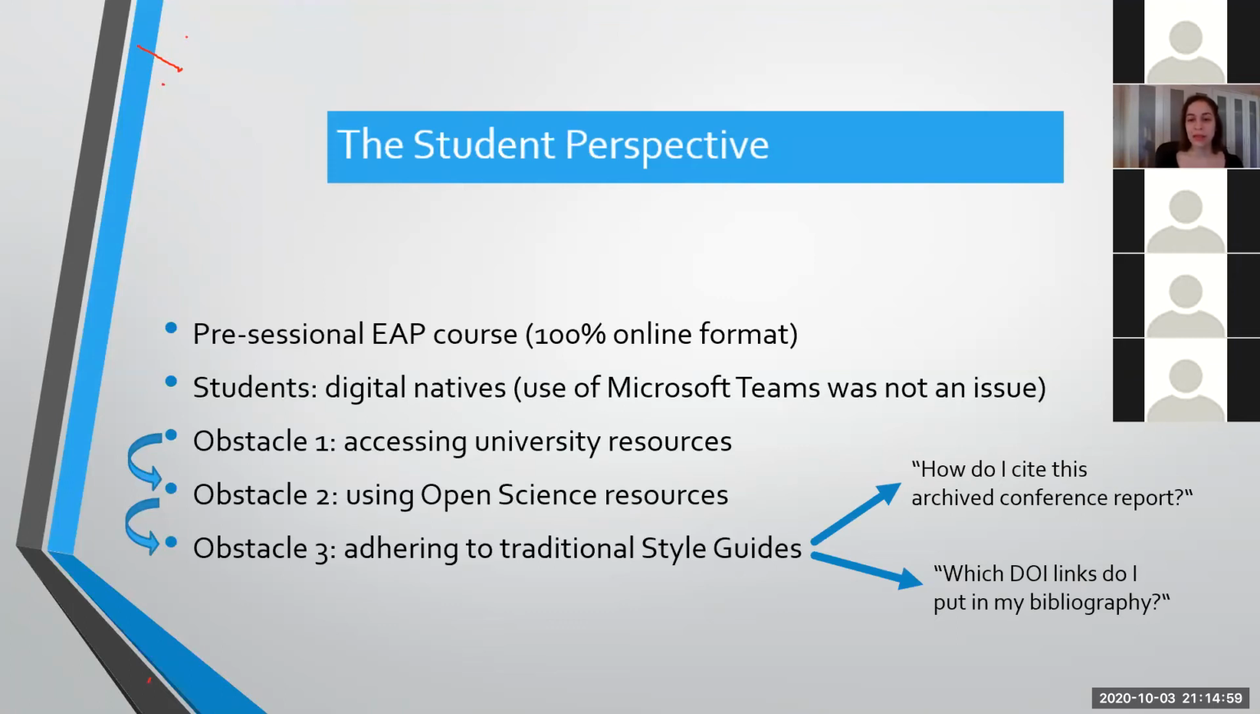So questions that I got from students sounded like this. How do I cite this online archived conference report, or which DOI, so digital object identifier links, do I put in my bibliography? So students weren't even sure what DOIs were, and they thought that DOI links were simply the URL links, and they just copied and pasted the URLs into their reference lists. So this just showed me how important it is to really give students practice in using open science, but also letting them know what open science really is, why it benefits all of us, and why it can help them ultimately with their research papers.